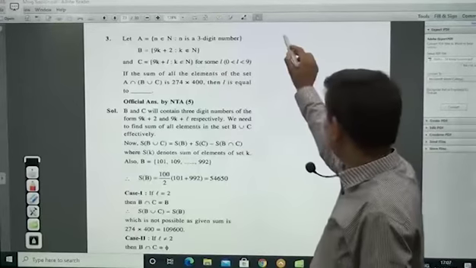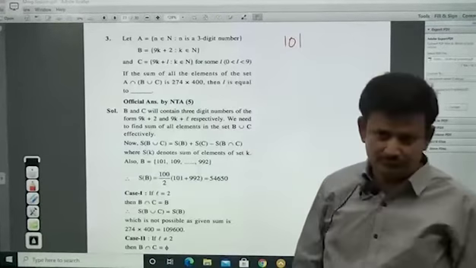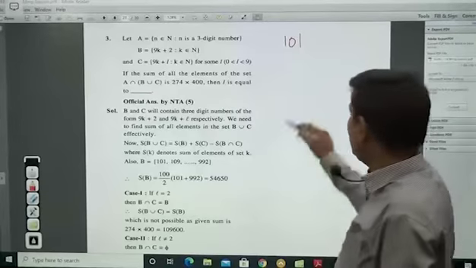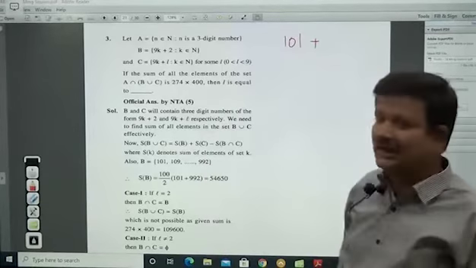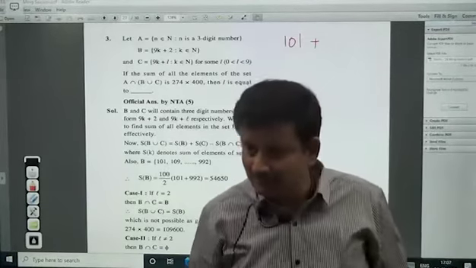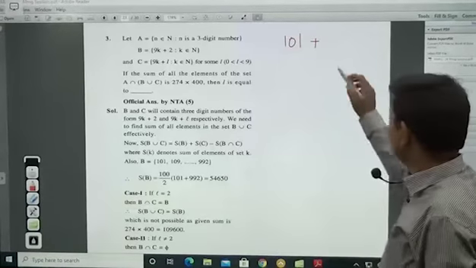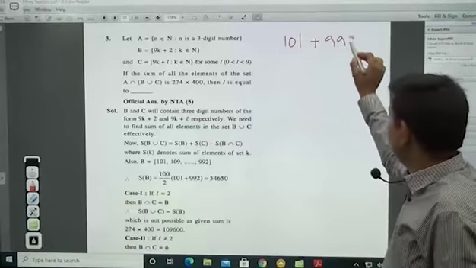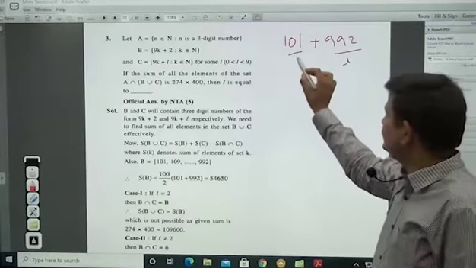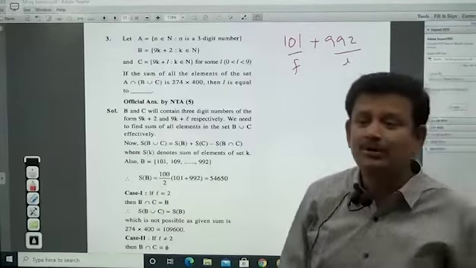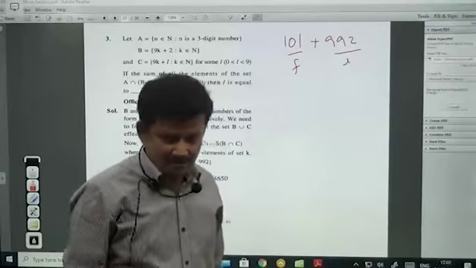So starting from 101 to the last number, how much will it be? 999 is divisible by 9. Remove 7, then the remainder will be 2. So 997 minus 2 is 992. This is the last term. This is the first term. Number of terms you can calculate.